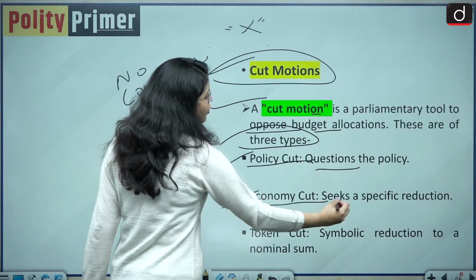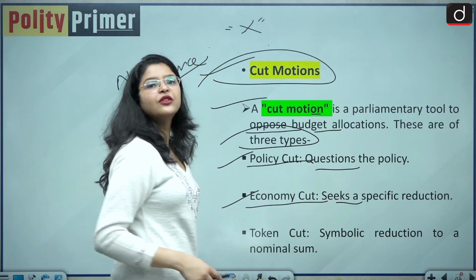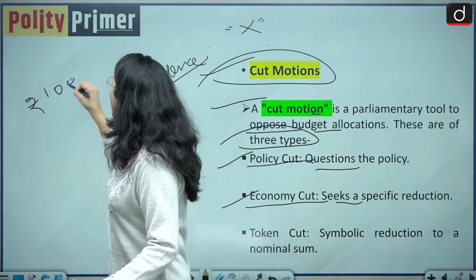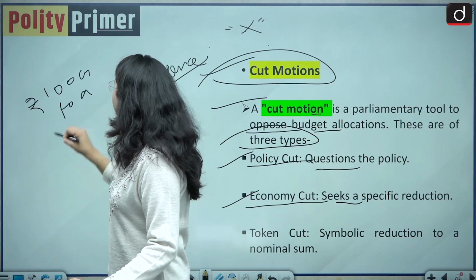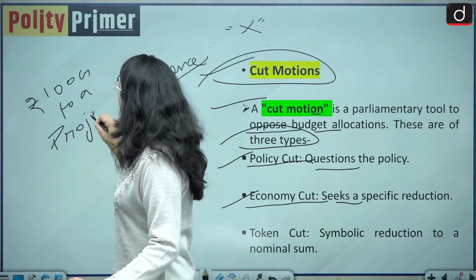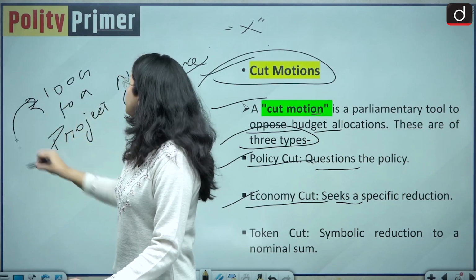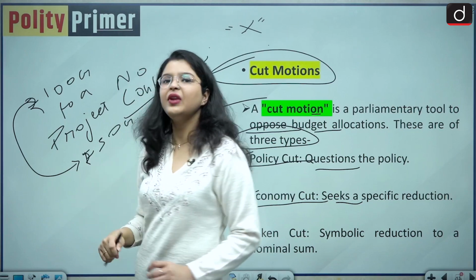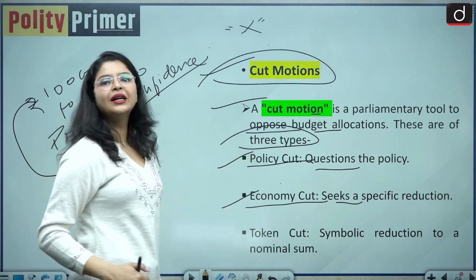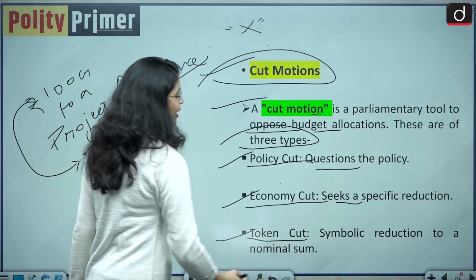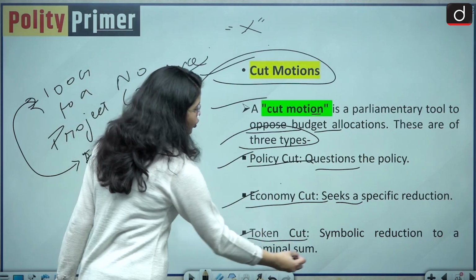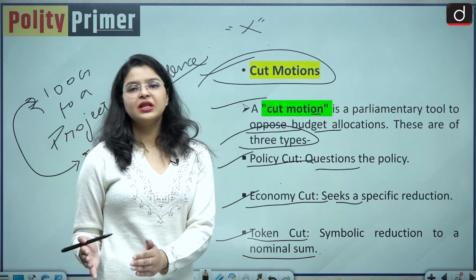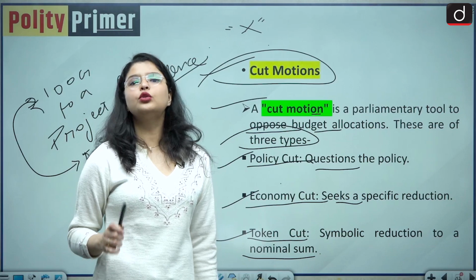Then there is economy cut, and it seeks a specific reduction. For example, you are allocating rupees 100 crore to a project. So this will demand that no, cut this amount to rupees 50 crores. And this is known as economy cut. And then there is a token cut, that is a symbolic reduction to a nominal sum. For example, you say, okay, deduct rupees 1 from this allocation, and this is known as a token cut.